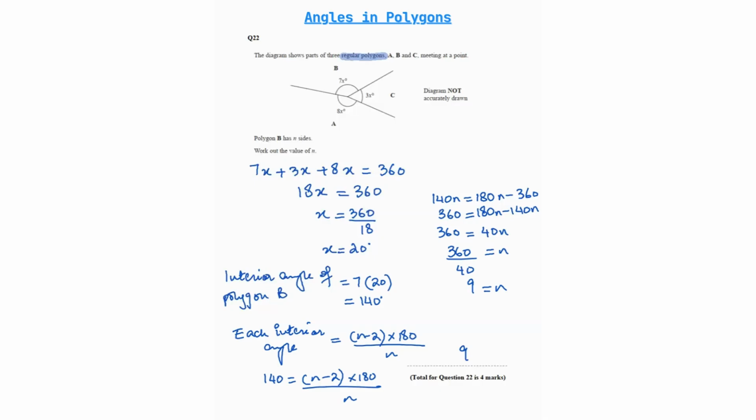So another way you could have done it is that once you found the interior angle, which is 140, you could have subtracted that from 180, which gives us 40 degrees as well. And then you could have used that in the exterior angle formula, where n equals 360 divided by each exterior angle. So 360 divided by 40 would have given you 9 as well.